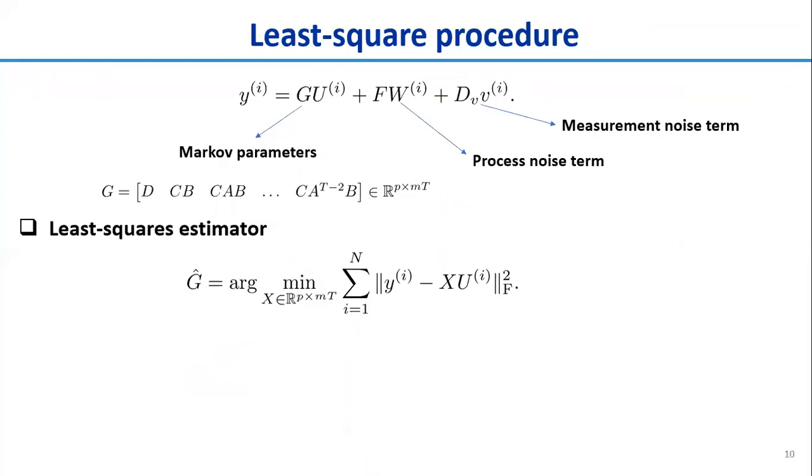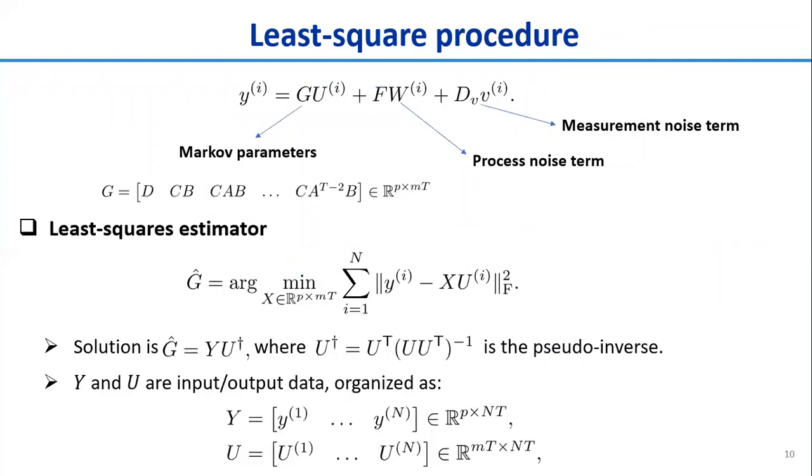Once we have multiple trajectories, it is very natural to use the following least squares estimation procedure. The solution to this least squares estimation is also very simple, which can be computed as follows. And here, Y and U are input-output data organized in the following form.